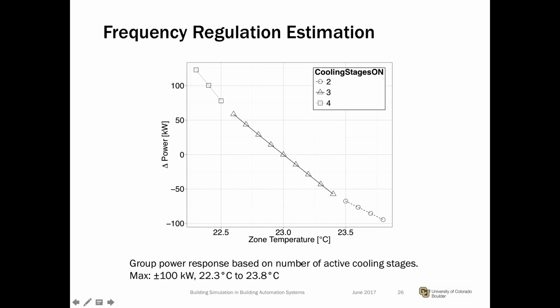If we look at this particular instance, you can see by maintaining the 3 stages of DX cooling on, by raising and lowering the set point, we can achieve a variation in power consumption of plus minus 50 kilowatts. If we extend the allowable number of stages operating, go up to 4 stages operating, or release the 3rd stage and go to 2, we can achieve something on the order of plus minus 100 kilowatts of power consumption change that we can offer in this frequency regulation market.